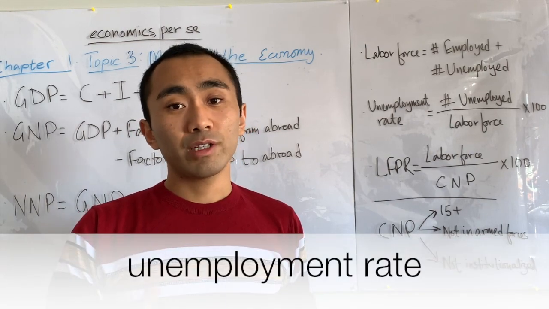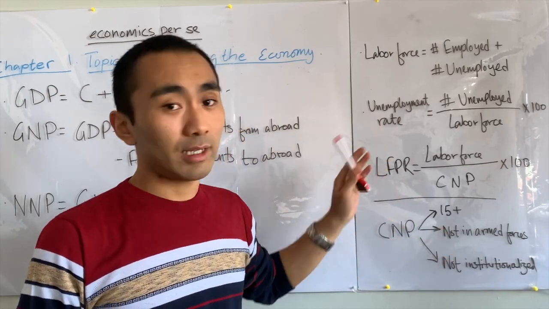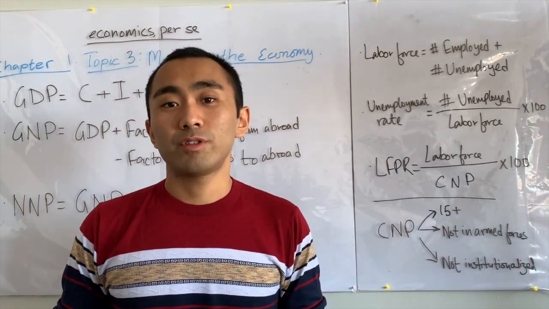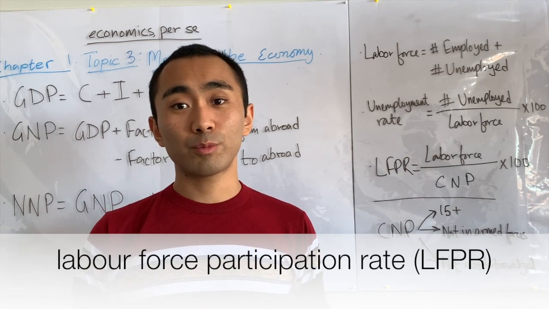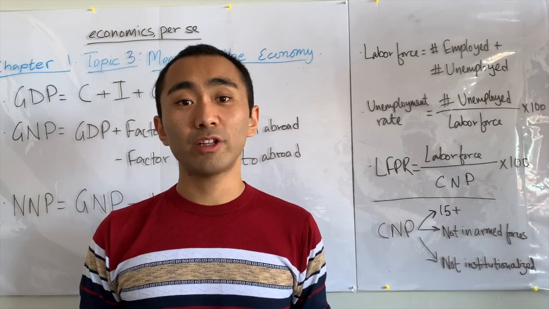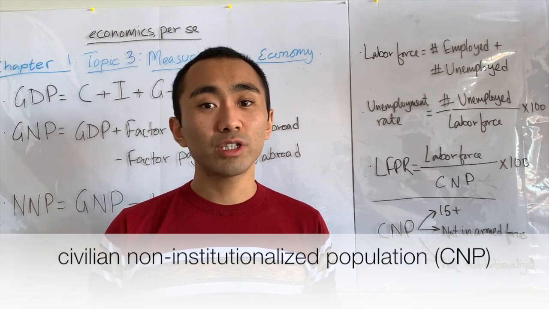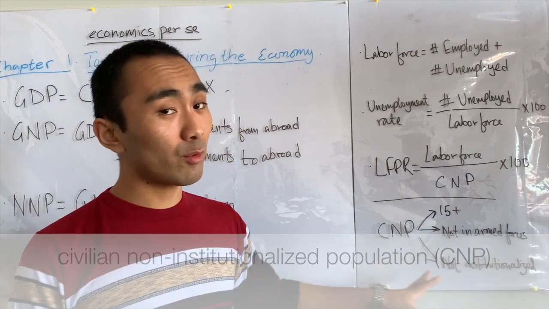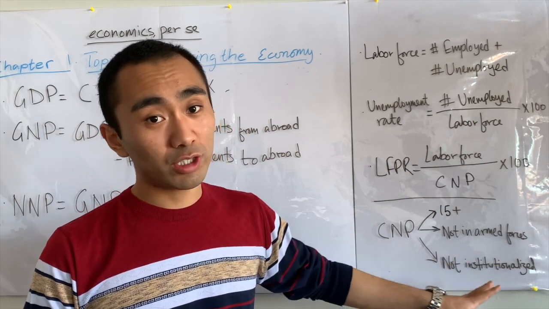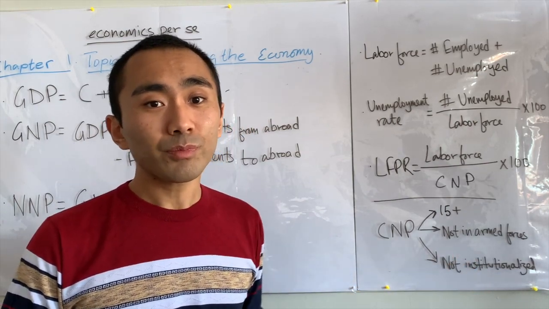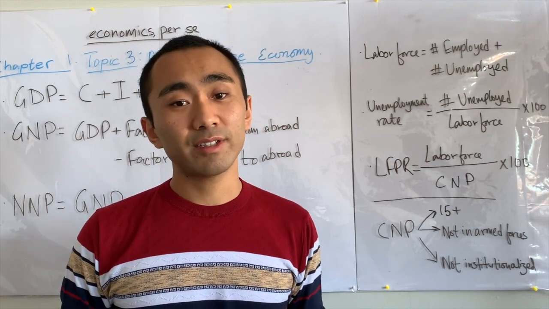The labor force is defined as the sum total of the employed and the unemployed in the economy. The unemployment rate is the proportion of the labor force, not the population, that is unemployed. Another important statistic related to these is the labor force participation rate, which is the proportion of the labor force in the civilian non-institutionalized population. The civilian non-institutionalized population refers to everyone above the age of 15, not in the armed forces and not institutionalized, meaning not in prisons. In Canada today, the labor force comprises about 18,600,000 people.